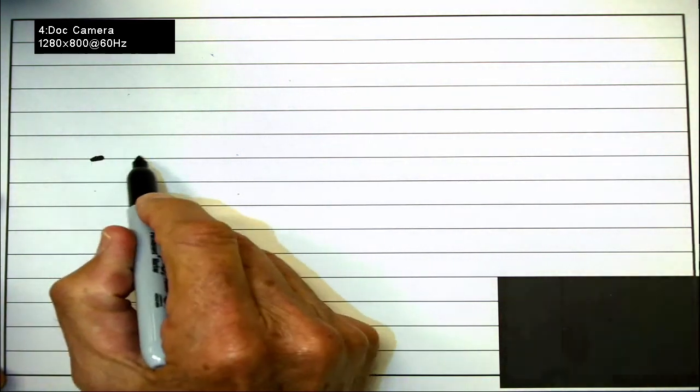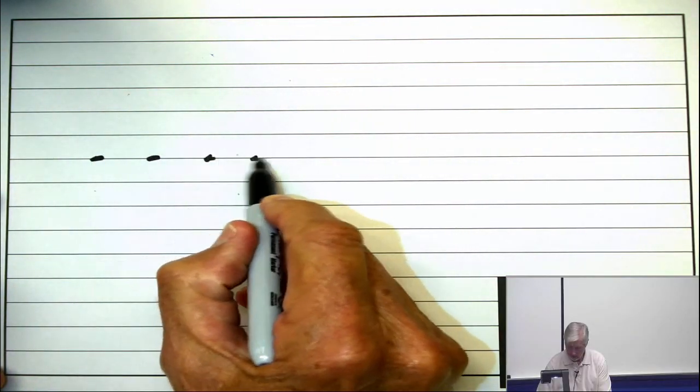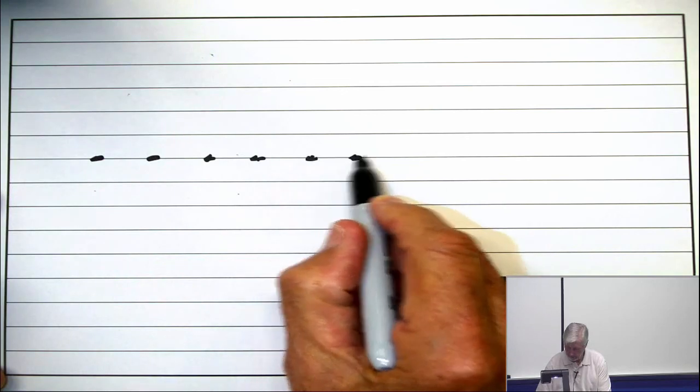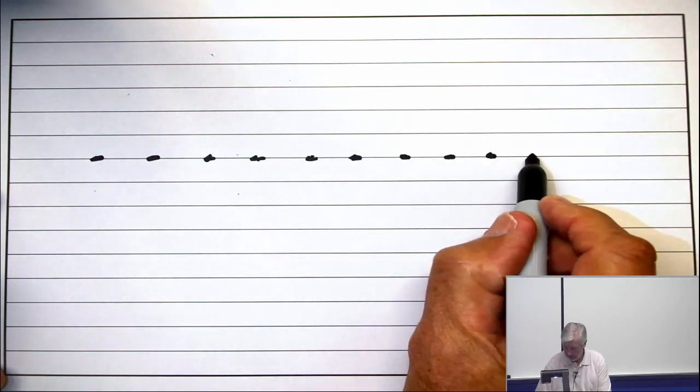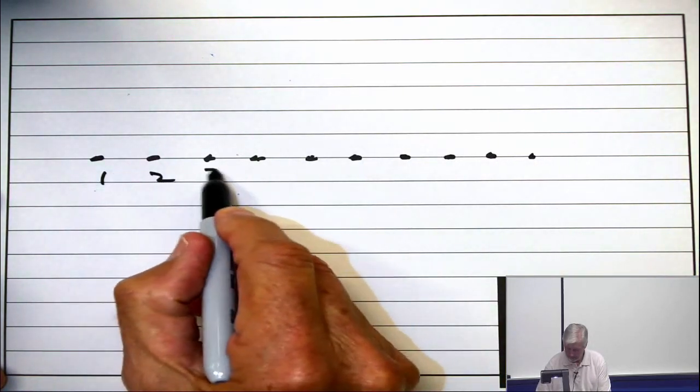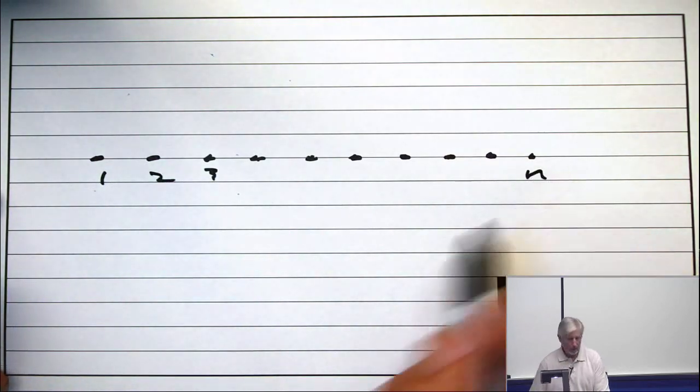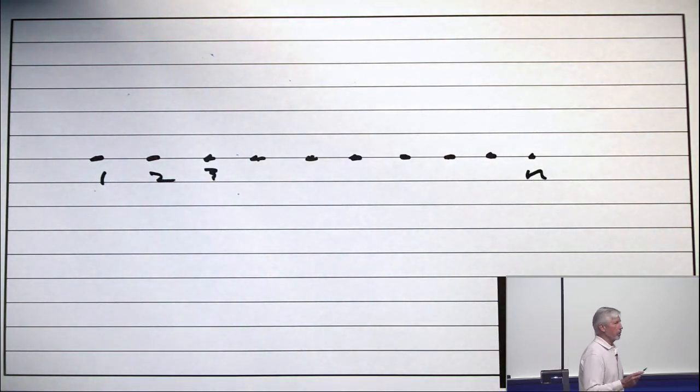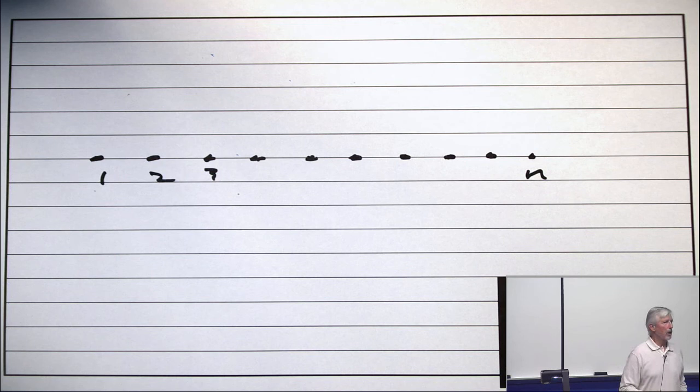Here's a picture. So I have my integers 1 to n. Those are the vertices, right? No. Those are not the vertices. The vertices are these guys.